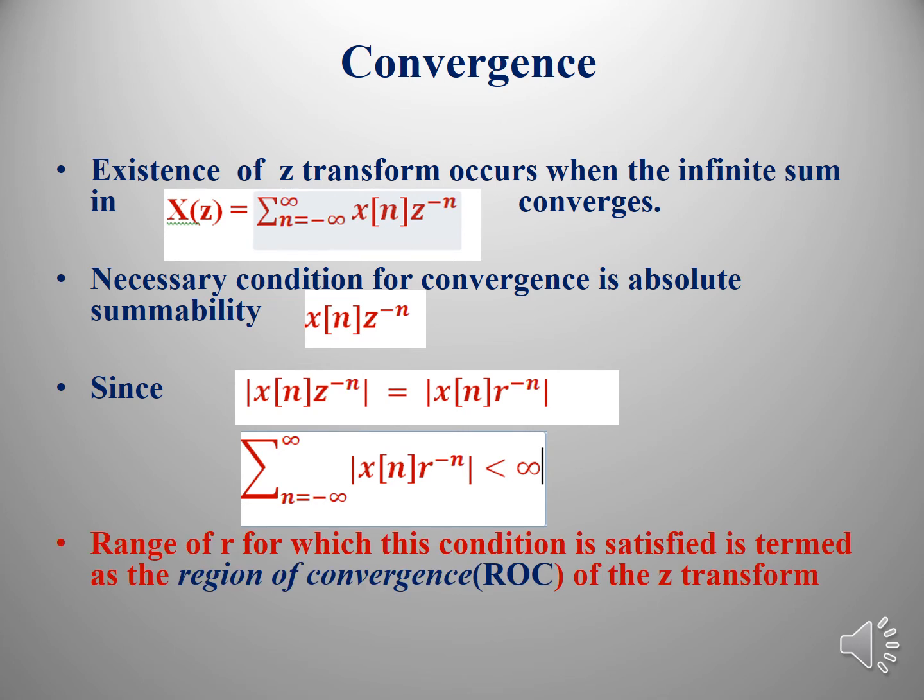Thus, we can easily define the range of r for which this particular condition is satisfied, and it is this range of r which is defined as the region of convergence of the Z transform. In other words, the Z transform is valid only for the region of convergence. Hence, it is very important to evaluate the region of convergence along with the Z transform evaluation.